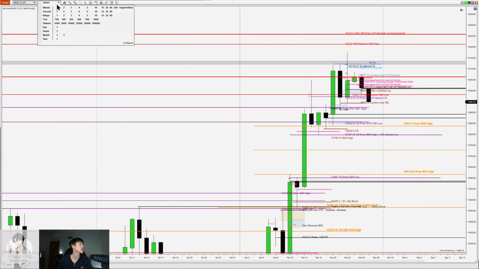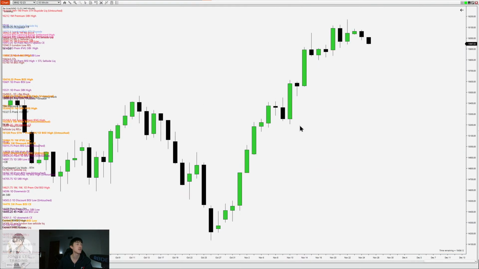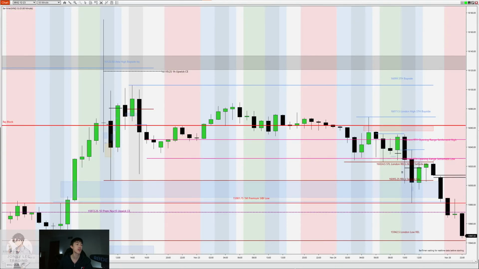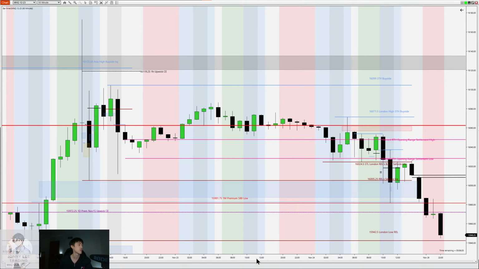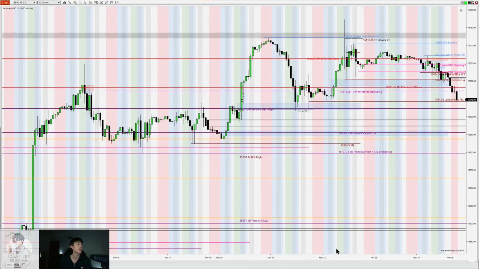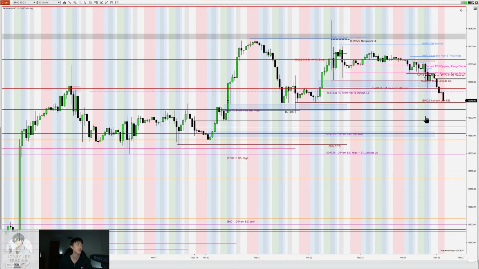So let's go down to an hourly chart and see what happens next. So that's what we think on the daily is going to be our draw. So let's go down to an hourly chart now. Okay, so we are looking at an hourly chart, for the past 10 days' worth of price action.